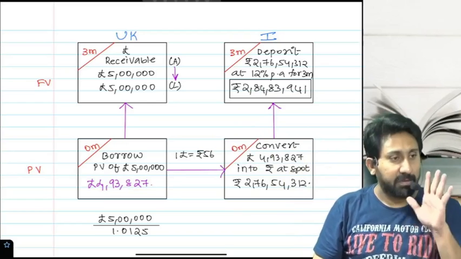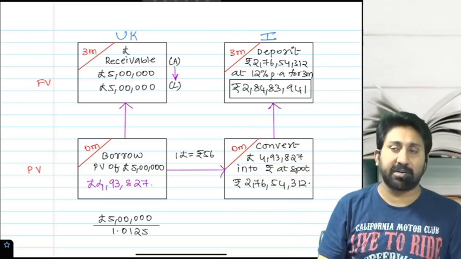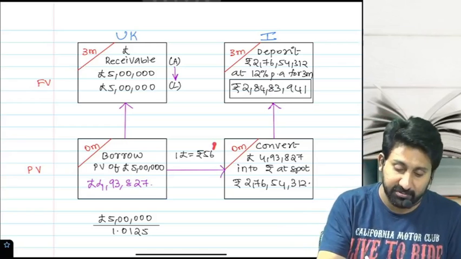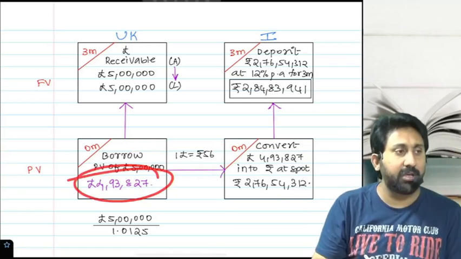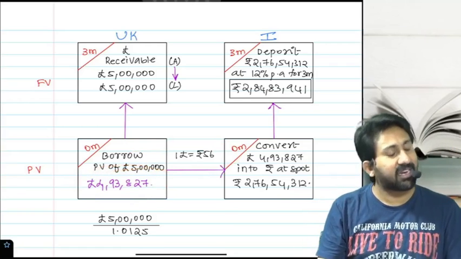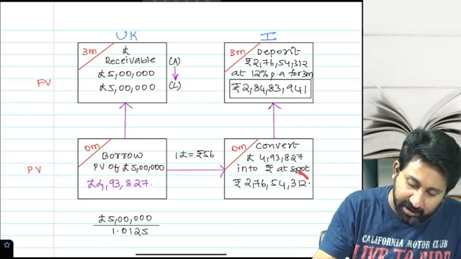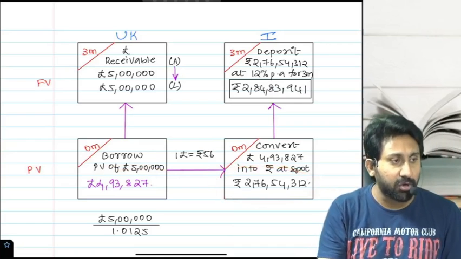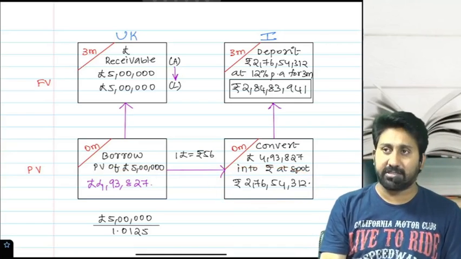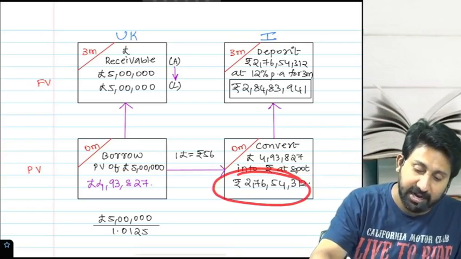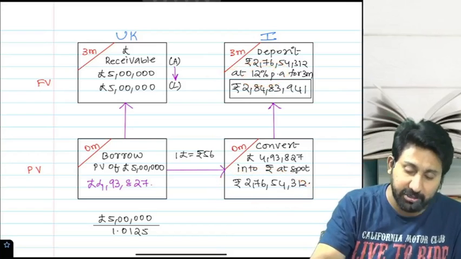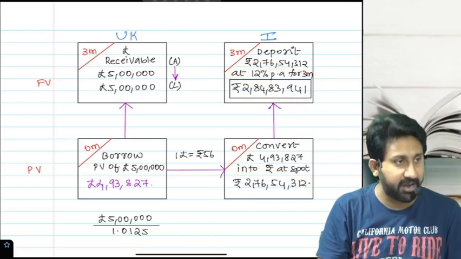Interest rates in India is 12%. Certain, uncertain? 100% certain. Spot rate in India today is 1 pound equal to 56. Certain, uncertain? 100% certain. The amount you borrowed here, you will convert today. That will be converted to 2 crore 76 lakh 54,312 today itself. Certain. This if deposited at prevailing 12%, the maturity value will be 284,83,941.